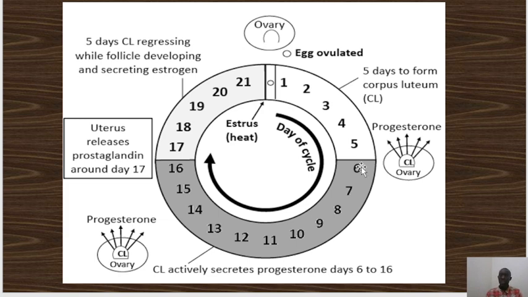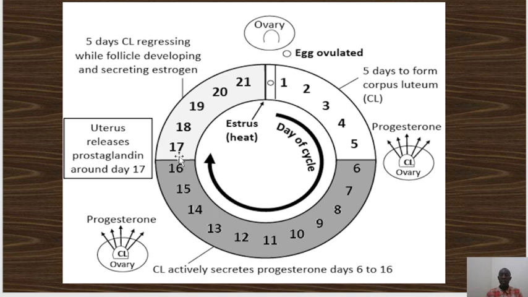Then diastrous. From metastrous, we go to diastrous. Diastrous runs from day 6 to day 16. By day 10, the size of the corpus luteum will have increased, and the levels of progesterone being produced will be high. Then by day 15, there's what we call maternal recognition, whereby the uterus, if there is presence of the embryo, the mother can recognize that it has conceived. But if the embryo is absent, then the cow will go back to another heat.